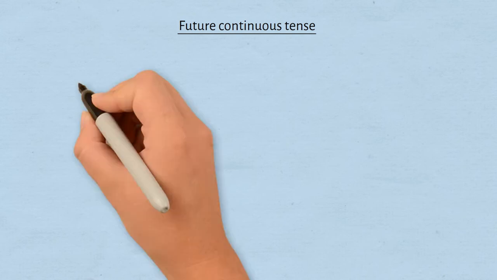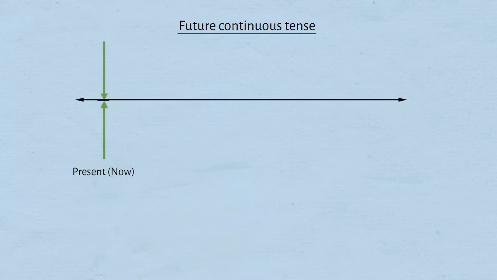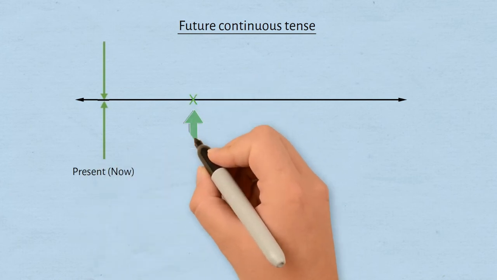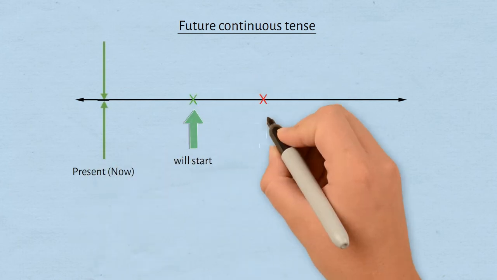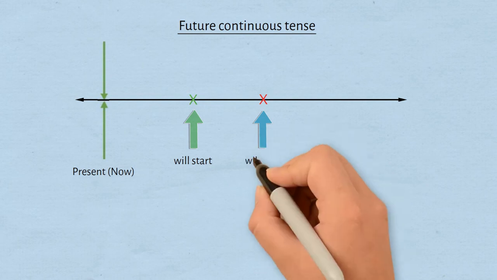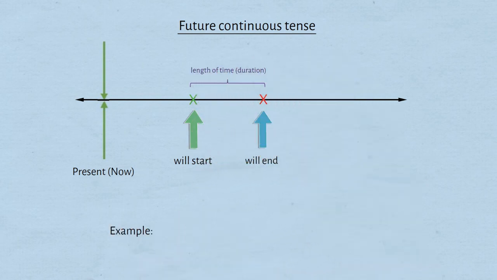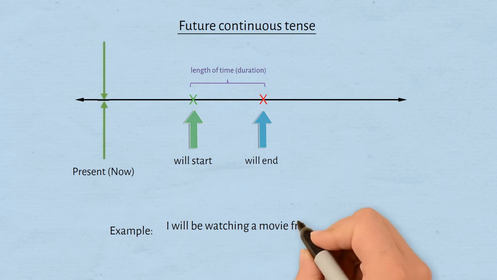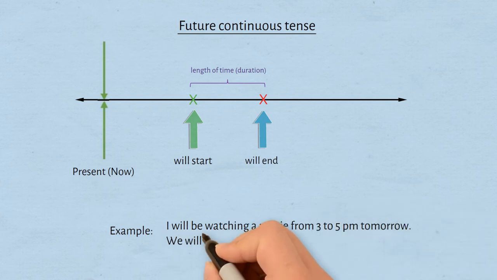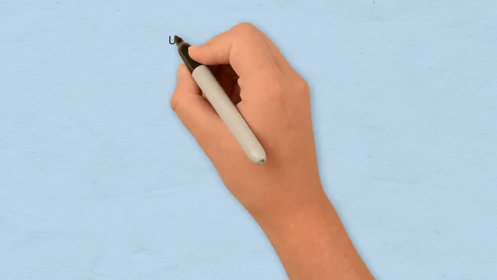Future continuous tense. The future continuous tense, sometimes also referred to as the future progressive tense, is a verb tense that shows that something will take place in the future and will continue for a certain period of time. For example, I will be watching a movie from 3 to 5 p.m. tomorrow. We will be leaving for the weekend.